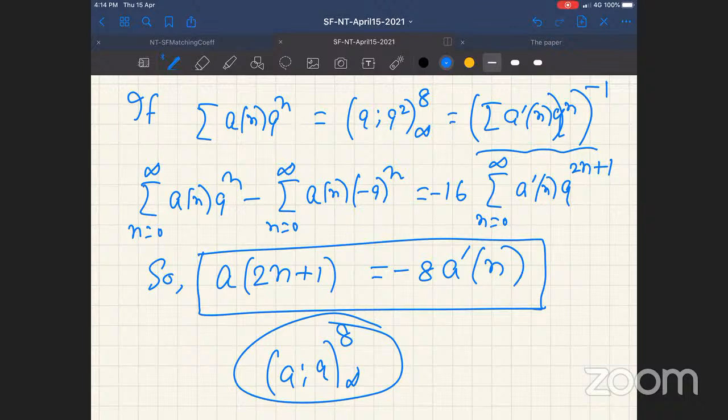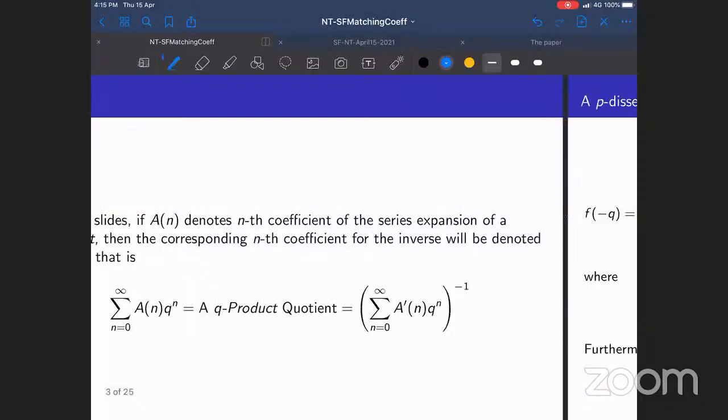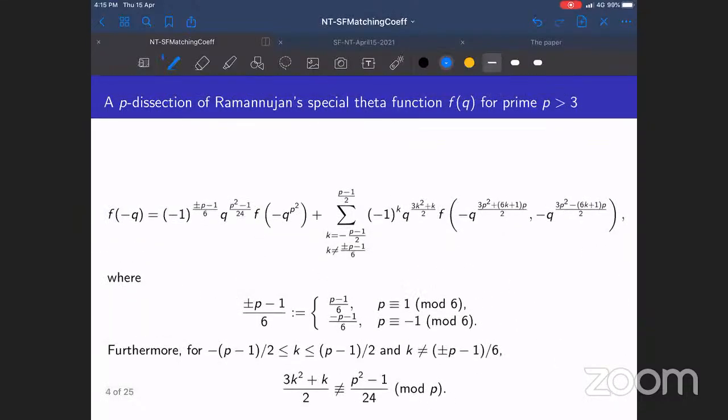But there are many other results of this type. And one result I want to mention, three results actually, those actually come from the p-dissection of f(−q), φ(q), and ψ(q). So those come from the p-dissections. So here, this one you see. Is it visible?